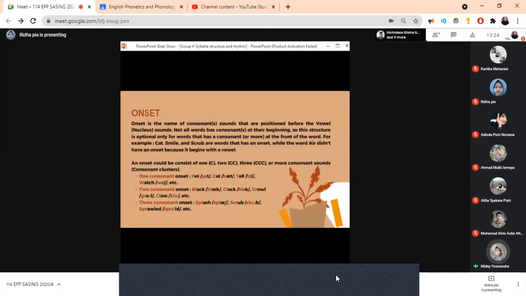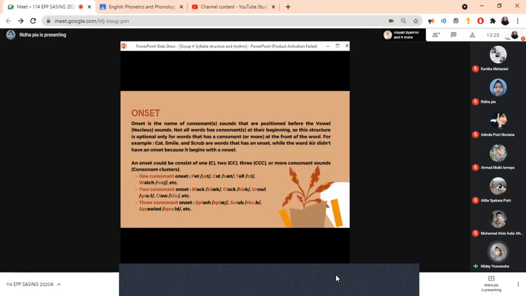Not all words have a consonant at their beginning, so this structure is optional, only for words that have one or more consonants at the front of the word. For example, cat, smile, and scrub are words that have an onset, while the word air doesn't have an onset because it begins with a vowel. An onset could consist of one consonant, two consonants, three consonants, or more consonant sounds, called a consonant cluster.